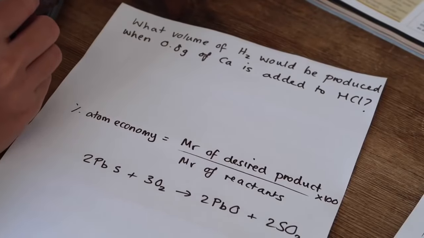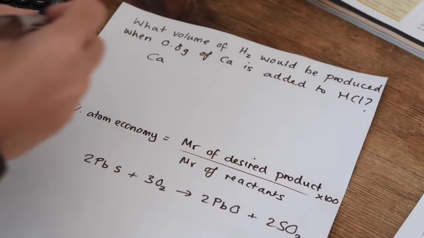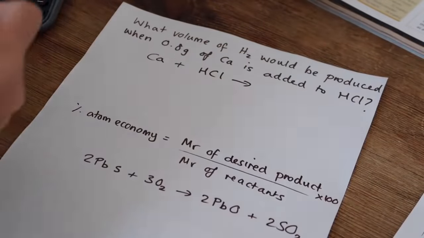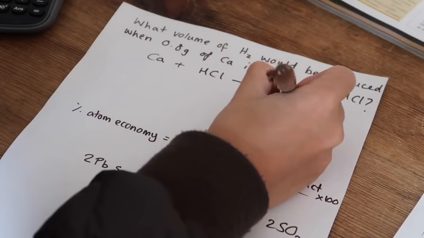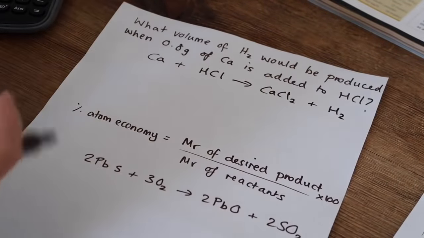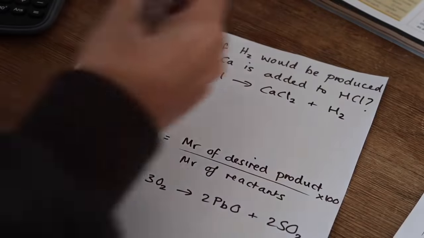Tricky this, so you're going to have to start by writing out the balanced symbol equation. So we've got calcium reacting with hydrochloric acid, and we know it's going to produce a salt, which will be calcium chloride, plus hydrogen. Then we need to balance it. If you don't like what I'm doing, just look at the next bit of my video and I'll show you how to write formulae in that bit.